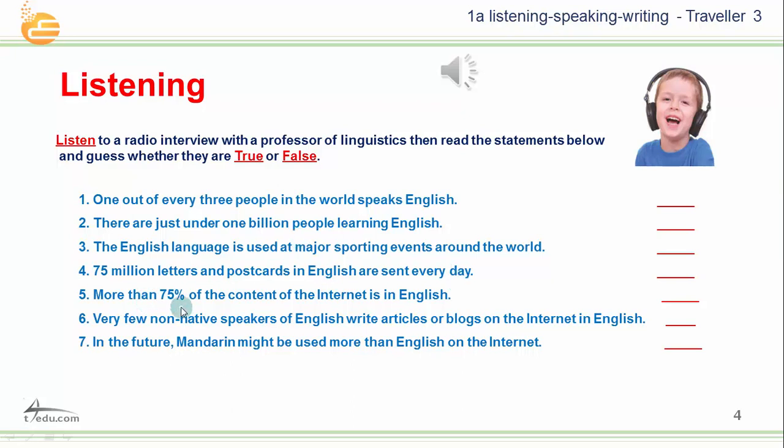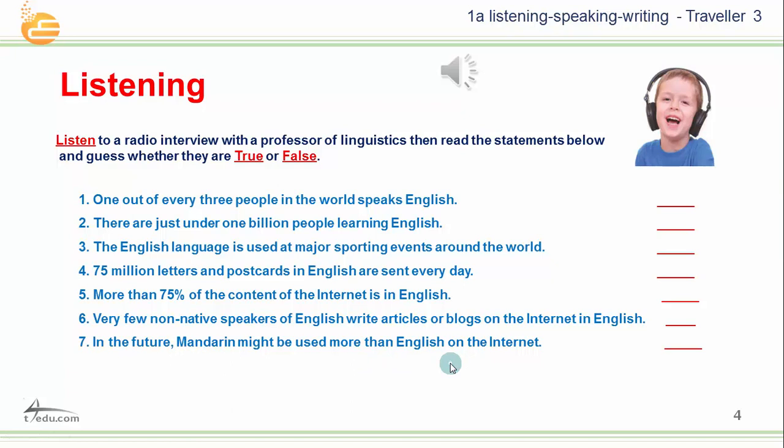More than 75% of the content of the internet is in English. And very few non-native speakers of English write articles or blogs on the internet in English. And in the future, Mandarin, which is the Chinese language, might be used more than English on the internet.